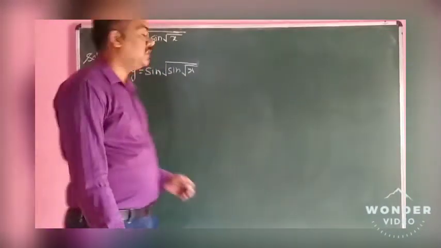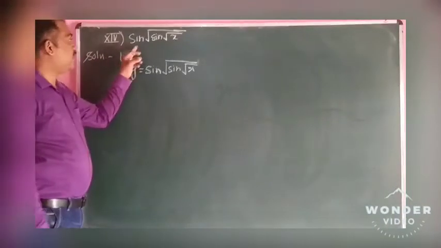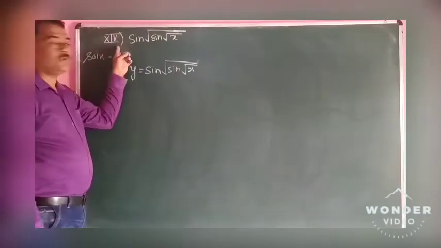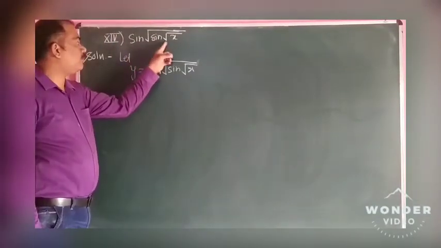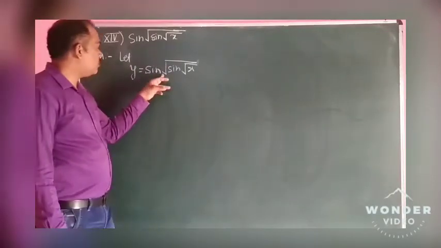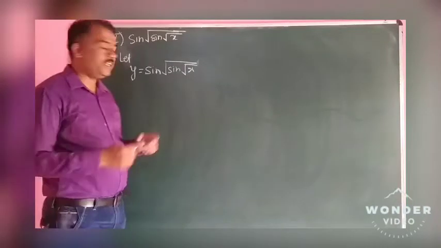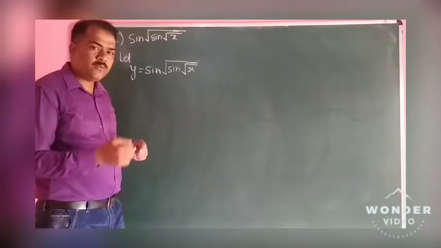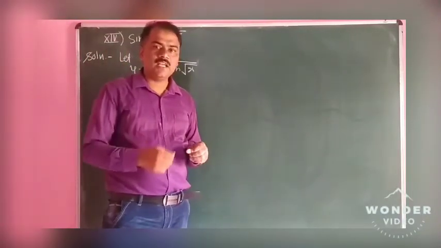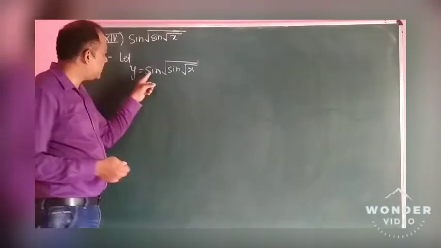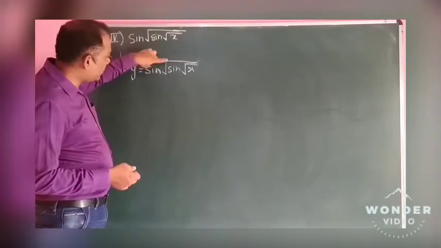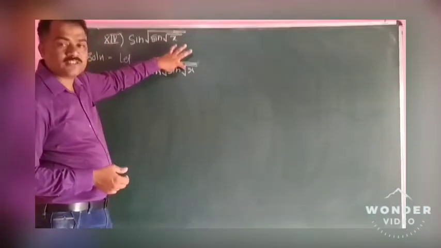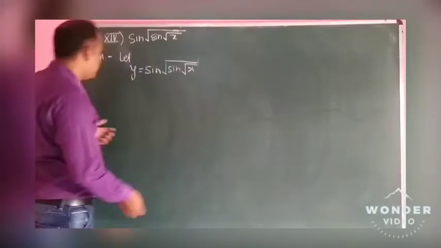Next example is example number 14, sine of root x. Let y is equal to sine of root x. How to read that? Sine of root x. Whatever way we read this example, in that order we take the derivative. It means first we take the derivative of this sine, next we take the derivative of this root x. Root x is the standard function. Now differentiate with respect to x.